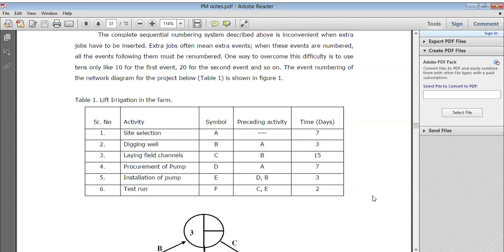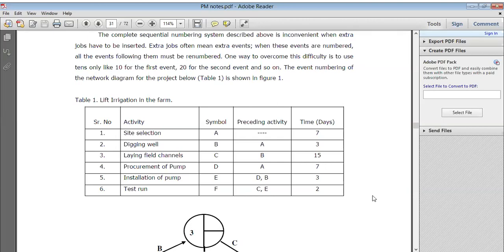Then laying field channel, the code is C. Then after completion of B, the work of B, then C started his work. Means C is dependent on B, right? Here we have seen clearly that C is dependent on B, and when B is completed, then C will start, and the duration of time is 15 days.